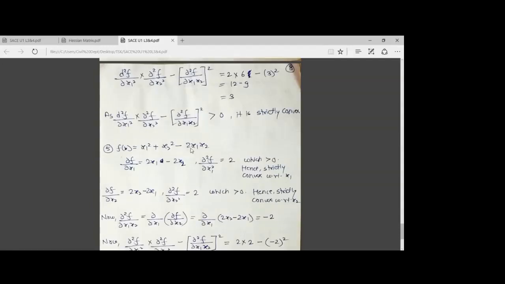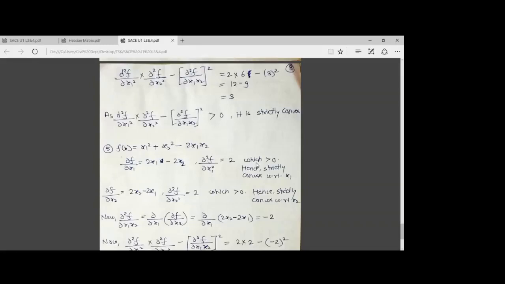So the very initial step will be partially differentiating it with respect to x1. So you'll be getting twice of x1, this term will become 0, and the answer for this will be twice x2. So the first partial differentiation that we have got, let's again partially differentiate with respect to x1 and you get a value of 2, right? So this term will go away and the derivative of twice x1 comes to 2.